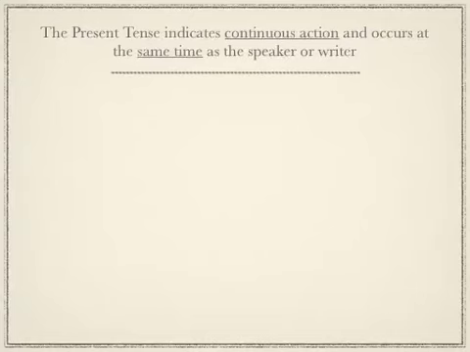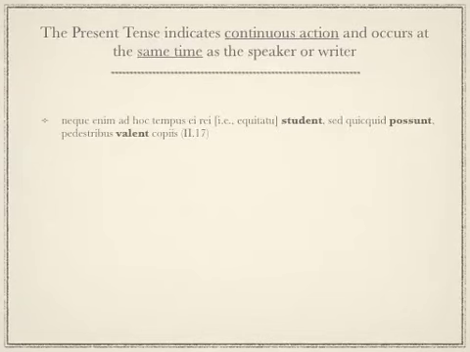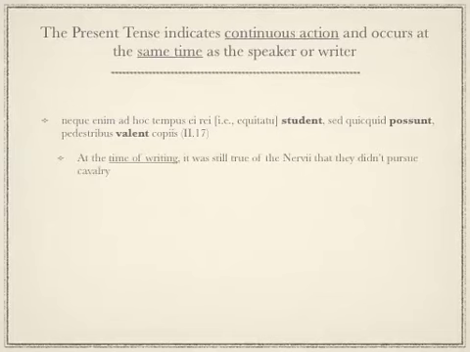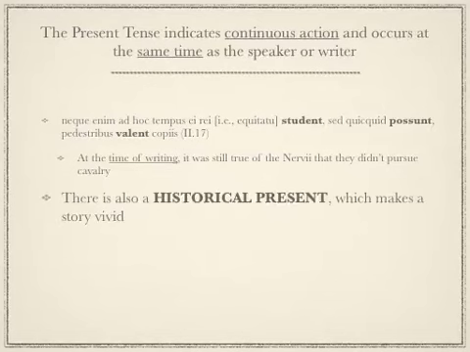Now, the present tense indicates continuous action and occurs at the same time as the speaker or writer. If I use the present tense, it's present to me. So here's an example from Caesar. At the time in which Caesar is writing, the Nervii are still not pursuing cavalry, but foot soldiers. So he writes in the present tense: for at this time they do not pursue this matter, that is, cavalry, but whatever they are able, they are strong in foot soldiers. So that's present in respect to Caesar as he's writing, not in respect to us.